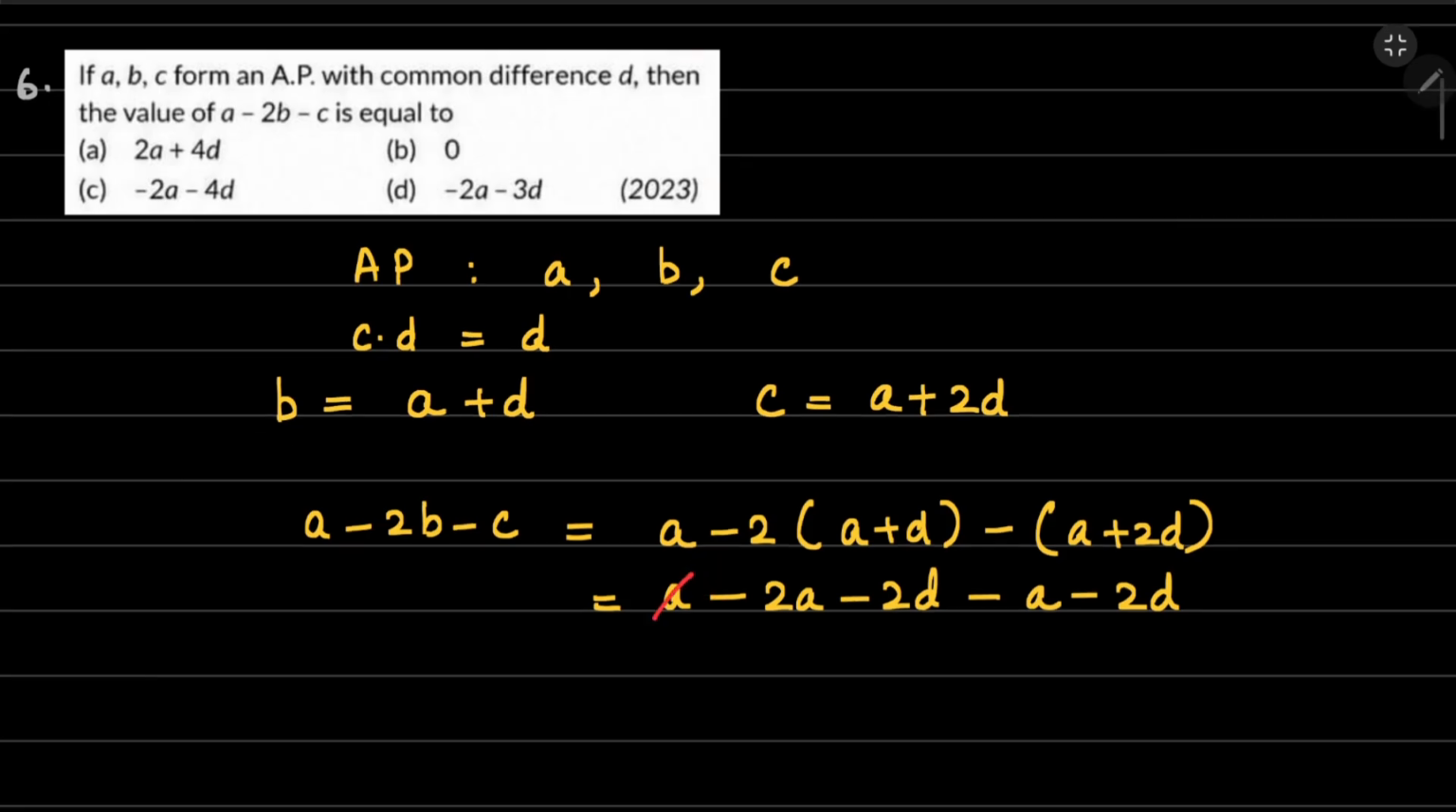So plus A minus A gets cancelled. What remains is minus 2A minus 4D. This is what remains, so that's your answer. Which is the correct option? Minus 2A minus 4D. It's option number C. Let's move on to the next question.